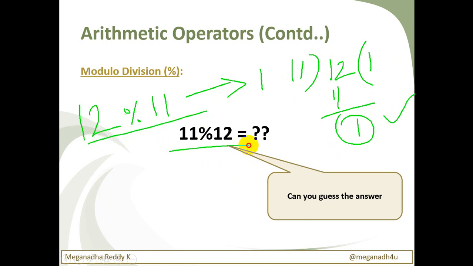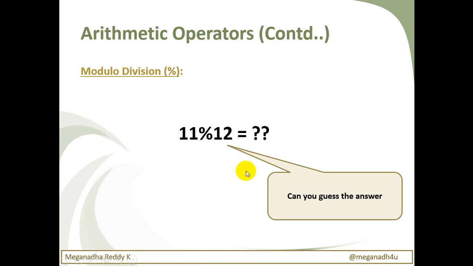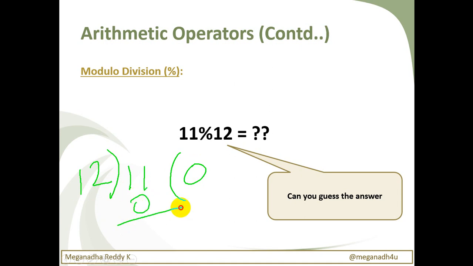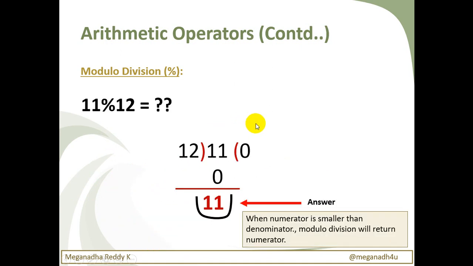The question is 11 modulo 12. So now, as usual, you have to divide with the second number, and here it is 12. So it does not even go once. So 12 zeros are 0, and the remainder is 11. So this is the answer. So now you can see here, the answer is 11.